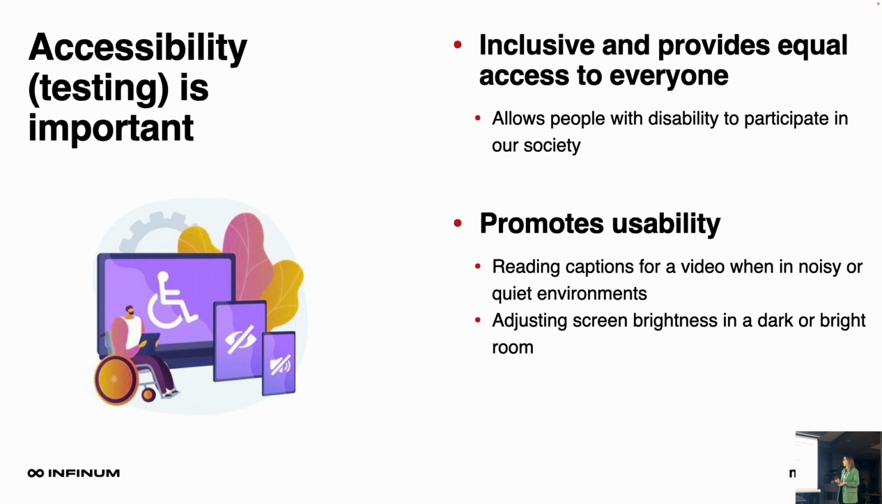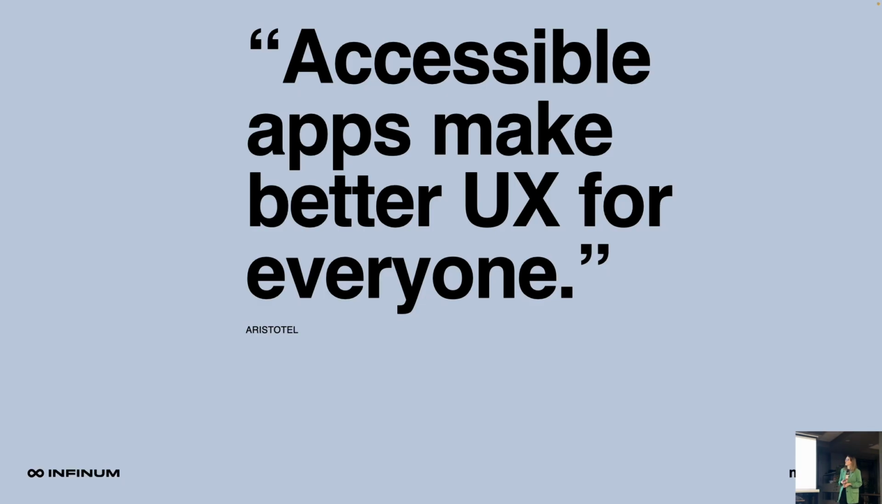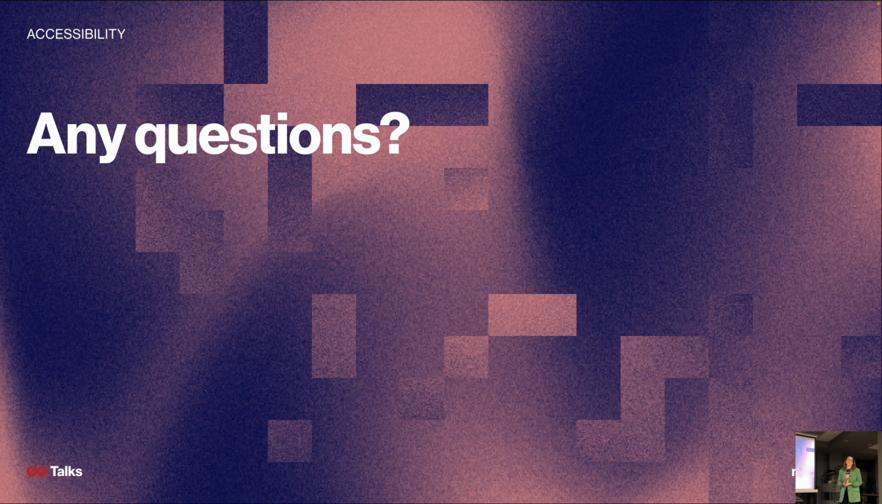For example, reading captions for a video in a noisy environment, or adjusting screen brightness when you're in a dark or bright room. And I'm going to finish with the famous Aristotle's quote: accessible apps make better user experience for everyone. That's it. If you have any questions, I'm here.